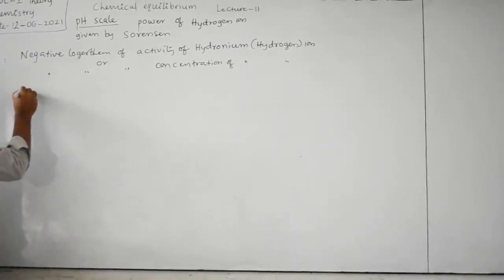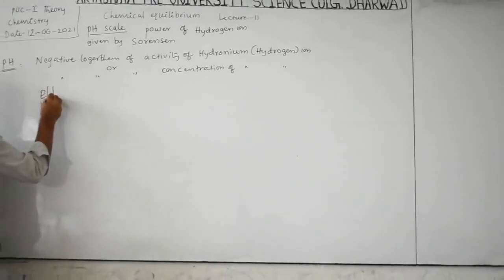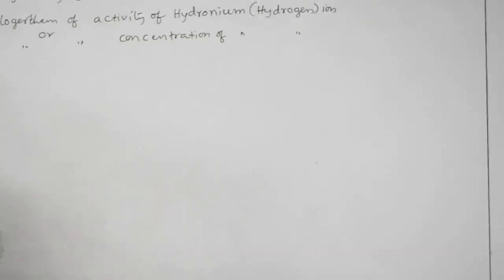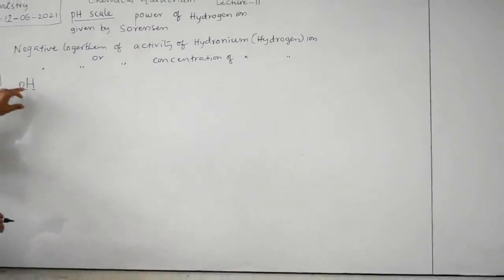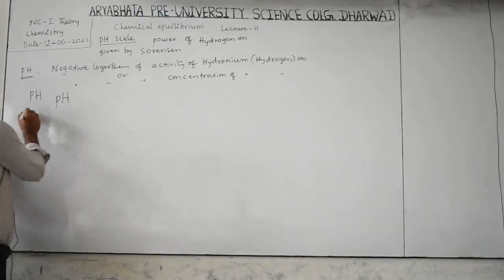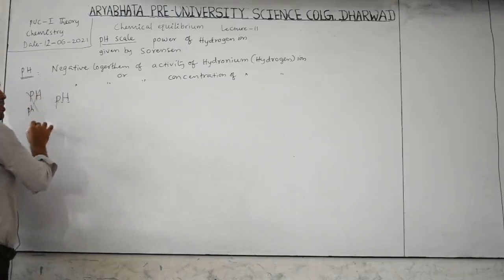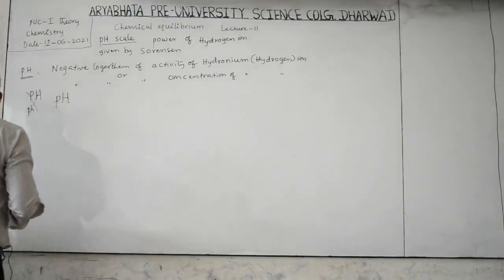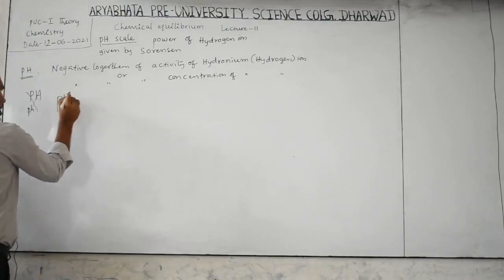According to this definition, the p should be lowercase and the H should be capital, written on the same line. Don't write it like that, because that is a phone number. And don't write this way either, because that is phenyl. These are wrong representations. This is the correct representation. Always, pH is the power of hydrogen ion, so pH should be represented like this.